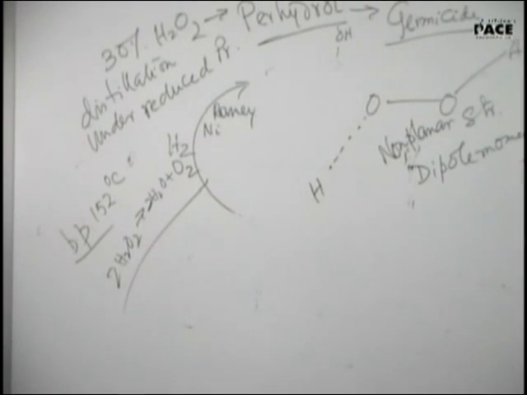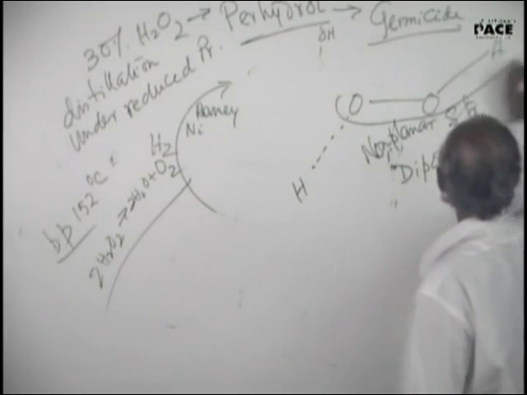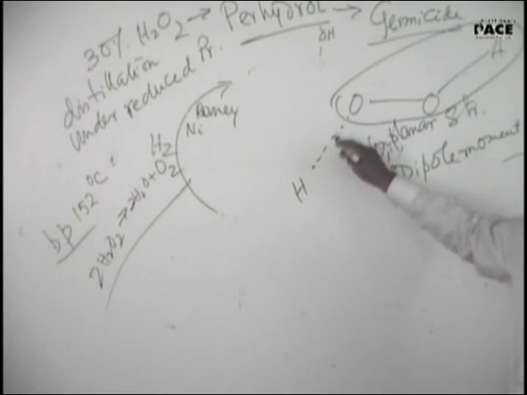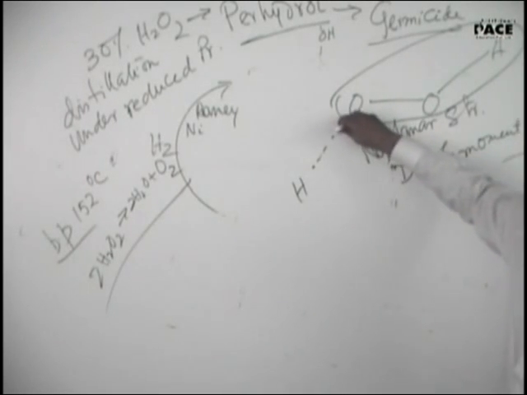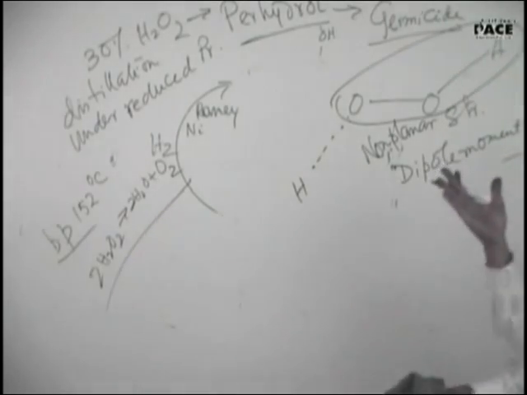Hydrogen peroxide has a high dipole moment because of its non-planar structure. Three atoms are in one plane, on the plane of the board. And this hydrogen is coming out of the plane, out of the board. And that is why it is called an open book structure. You have the open book structure like this. Yes.